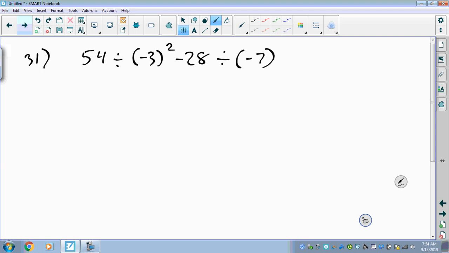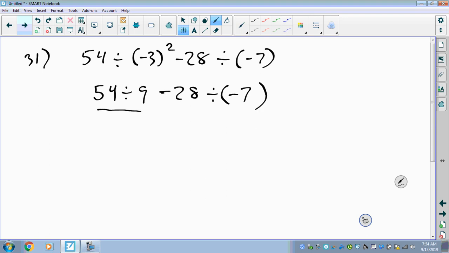All right, here again, our exponents first. 54 divided by negative 3, inside parentheses is going to be 9. That's negative 3 times negative 3, minus 28 divided by negative 7. Again, we're going to divide here. 54 divided by 9 is going to be 6, minus 28 divided by negative 7.